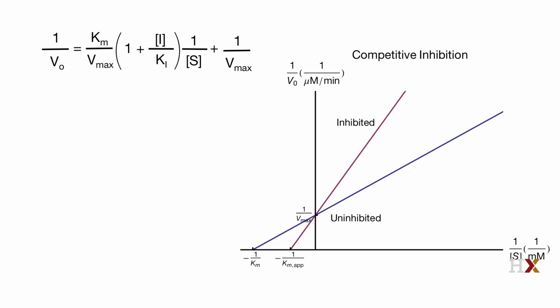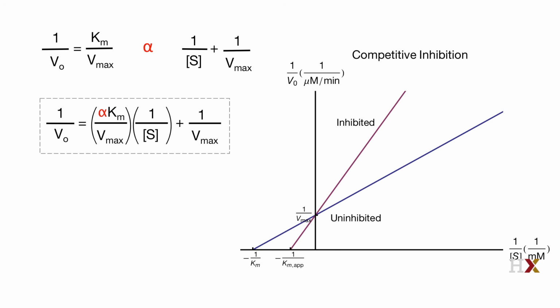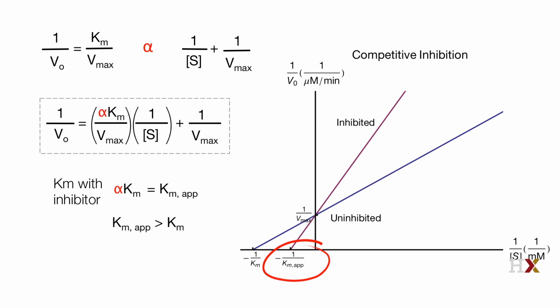Now what about Km? So first what we can do is replace 1 plus the concentration of inhibitor over Ki by a constant called alpha. And so our equation becomes 1 over V0 equals alpha Km over Vmax times 1 over S plus 1 over Vmax. If we look at the intercept between the x-axis, the horizontal axis, and the straight lines, we can see that it will be minus 1 over Km in the absence of our inhibitor, and it will be minus 1 over alpha Km in the presence of the inhibitor. So the apparent Km in the presence of an inhibitor is alpha times the Km in the absence of the inhibitor. And because alpha is larger than 1, then our apparent Km in the presence of inhibitor is higher than the Km without inhibitor. That is also what we predicted.